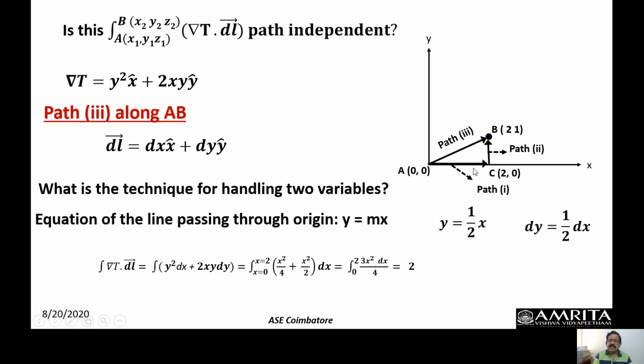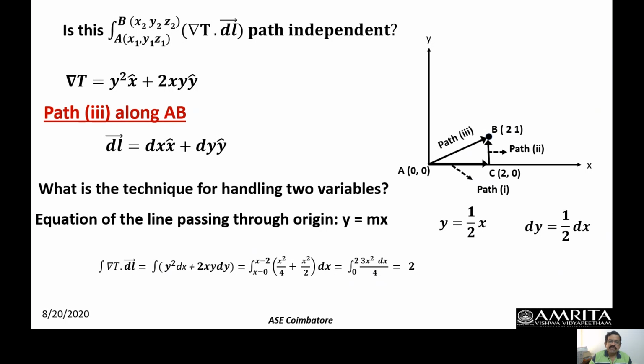So did we not get the same answer for path 1 and path 2? So this answer is not surprising. What have we done through this problem? We have proved the validity of the gradient theorem. Also, we have understood the conservative nature of the gradient of a scalar function. Okay, so we have seen that the line integral of the derivative, in this case the gradient, is path independent.